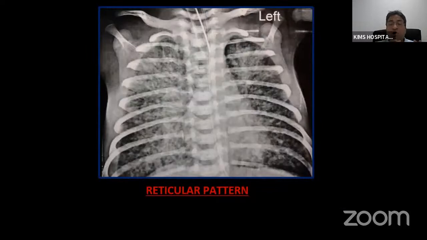Now, how will it help with the general clinical condition? This is a reticular pattern in a term baby, maybe not improving with RDS treatment, not improving with surfactant, and then we found out. So you can see the reticular pattern in a term baby.